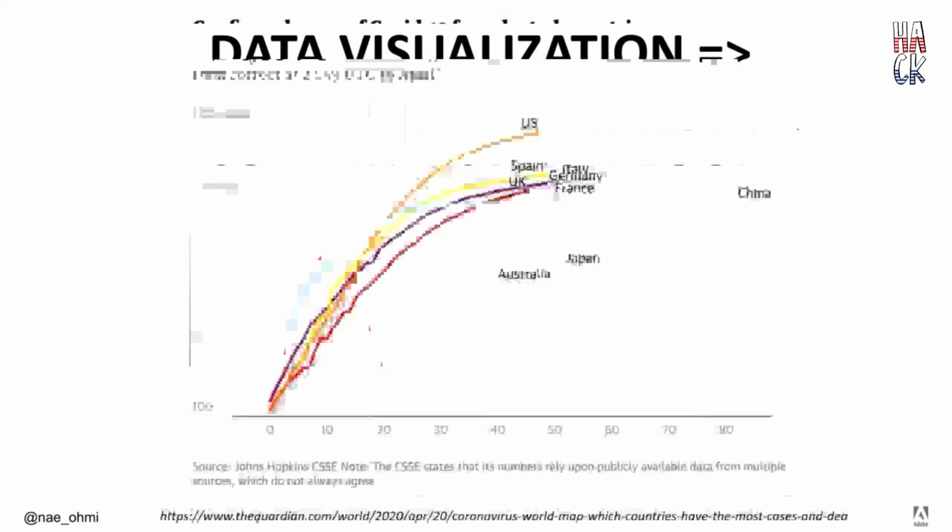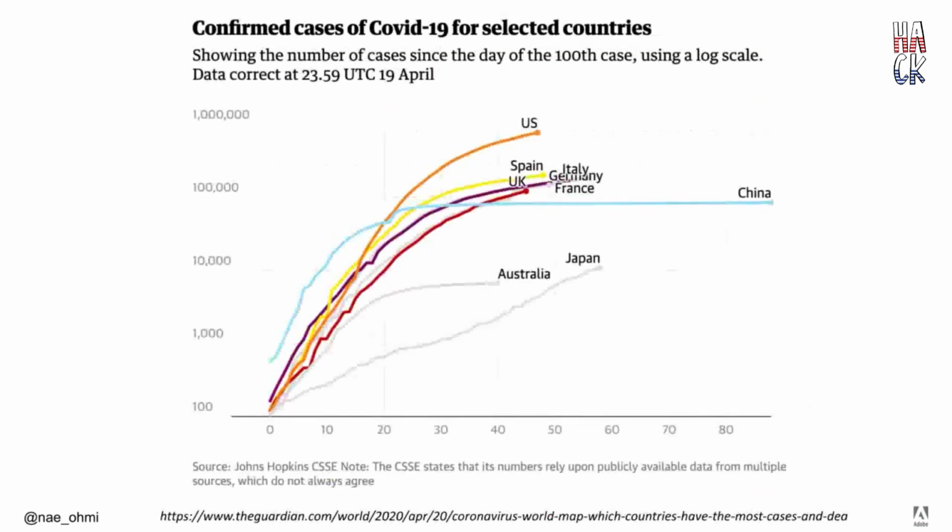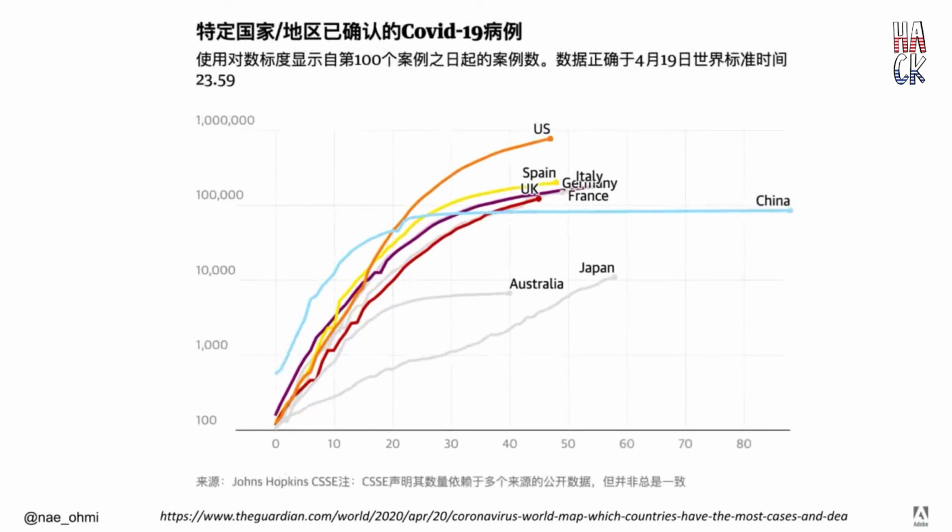So here's an example of what I'm talking about. Here is a data visualization that I'm sure we've all seen similar examples of related to COVID-19. And this one is from The Guardian. So if we take this visualization and we go into the browser and we translate it into Chinese, we can see a few little tweaks that are necessary to really internationalize the data visualization.